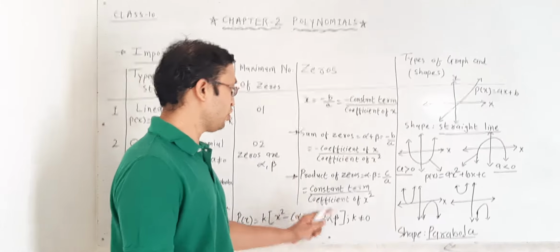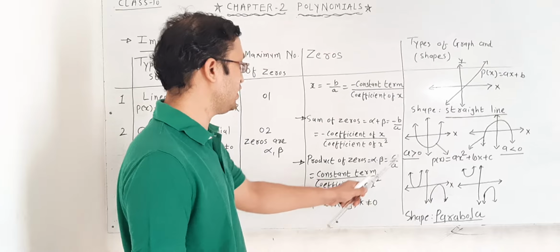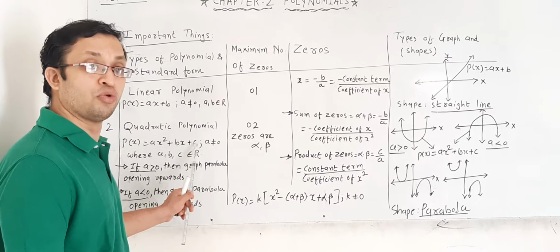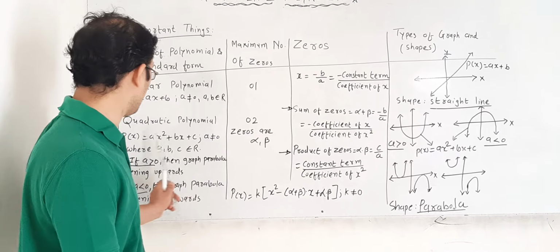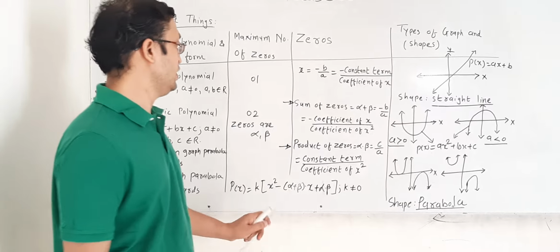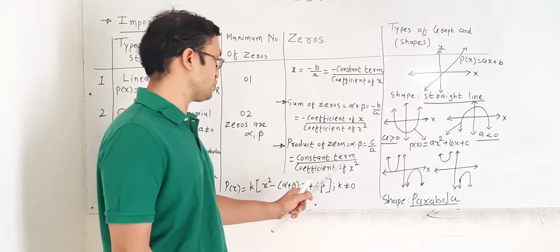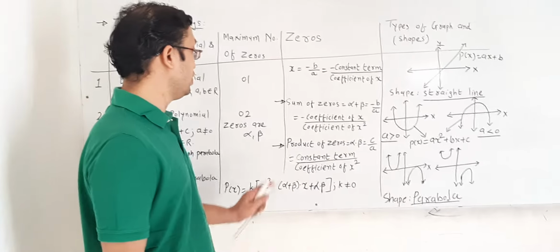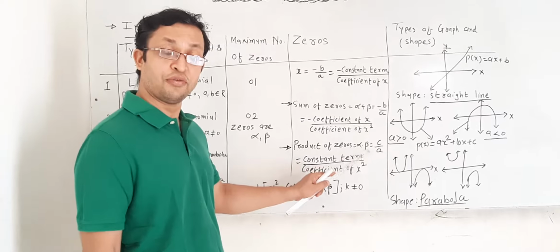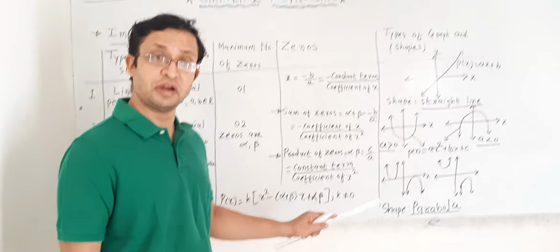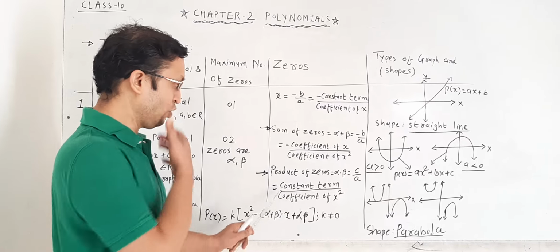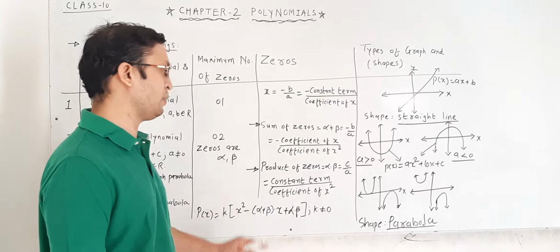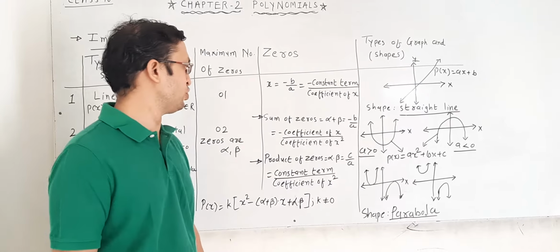Here the product of zeros, alpha into beta, is equal to c divided by a. That means the constant term of the quadratic polynomial divided by the coefficient of x square. Therefore, the product of zeros, alpha into beta, is equal to c divided by a, that is, constant term divided by coefficient of x square. Remember these two formulas, sum of zeros and product of zeros.